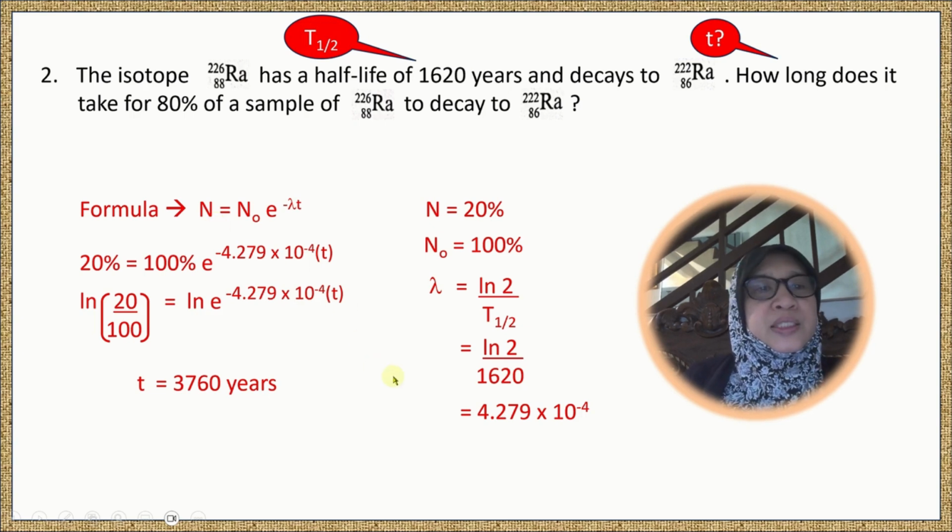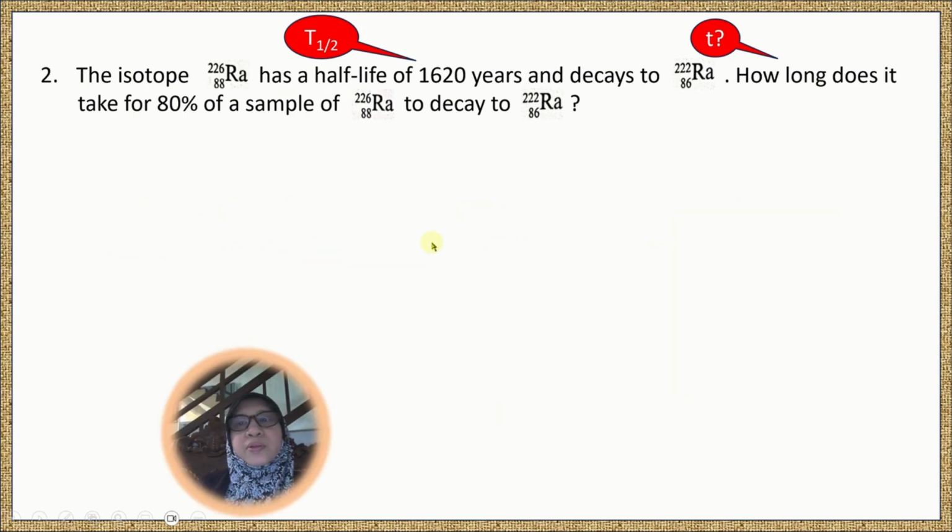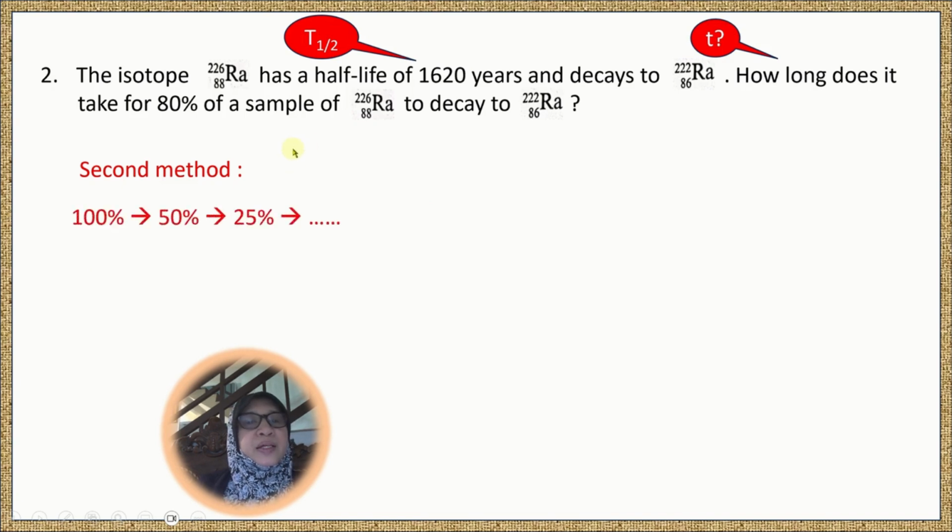Okay, now we go to question 3. Before we go to question 3, there is another method to solve this problem. The second method: we know the initial number is, let's say, 100% of the atoms. Then to become half of the 100%, that means 50%, the time taken is one half-life, and the number of atoms becomes half.